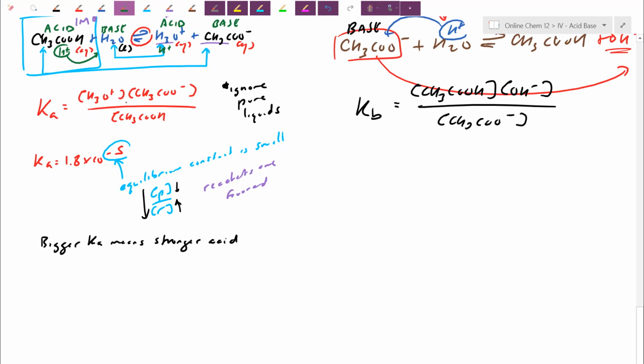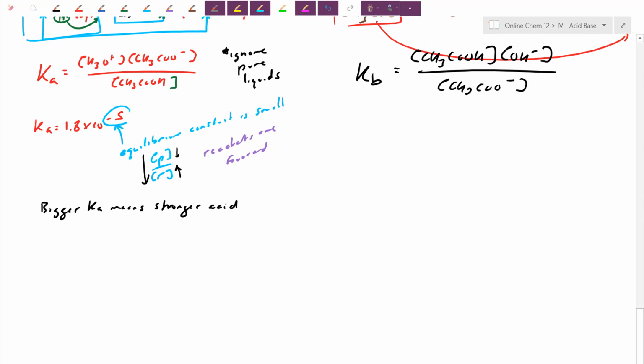What I want to show you based on this comparison here is, wait a second. Look at Ka. It has acetic acid, acetate kind of terms here. Kb also has these terms. I'm going to do somewhat crazy math here. I want you to consider what happens if I took Ka, which was for acetic acid, the acid partner, and multiplied it by the Kb for my partner, acetate.